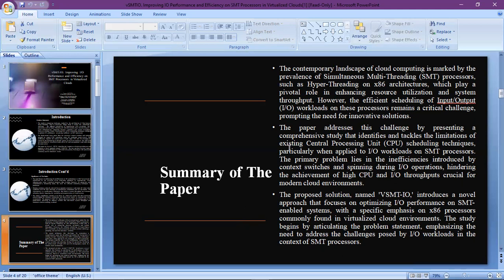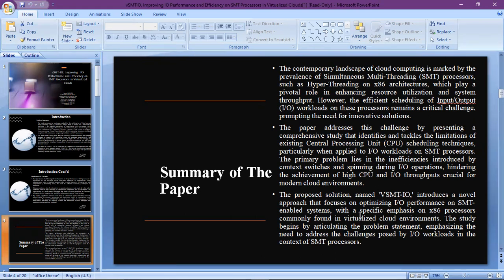This paper addresses this challenge by presenting a comprehensive study that identifies the limitations of the central processing units scheduling techniques, particularly when applied to I/O workloads on SMT processors. The main issue stems from inefficiency introduced by context switching and spinning during I/O operations, impairing the attainment of high CPU and I/O throughputs essential for modern cloud environments.